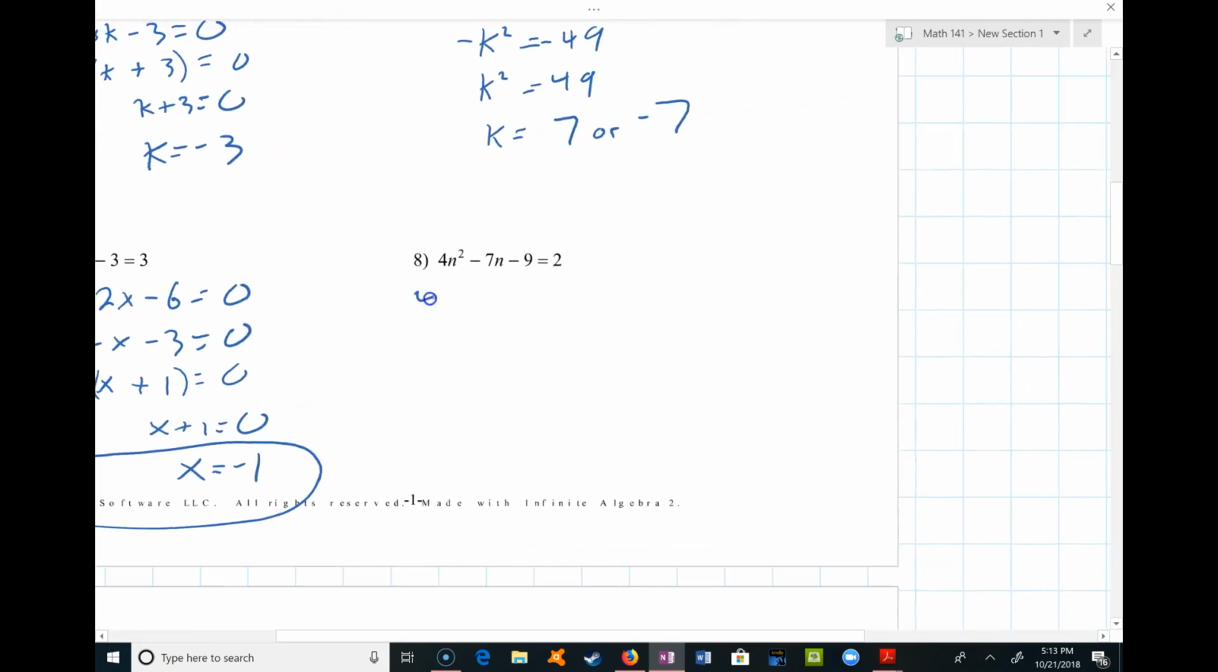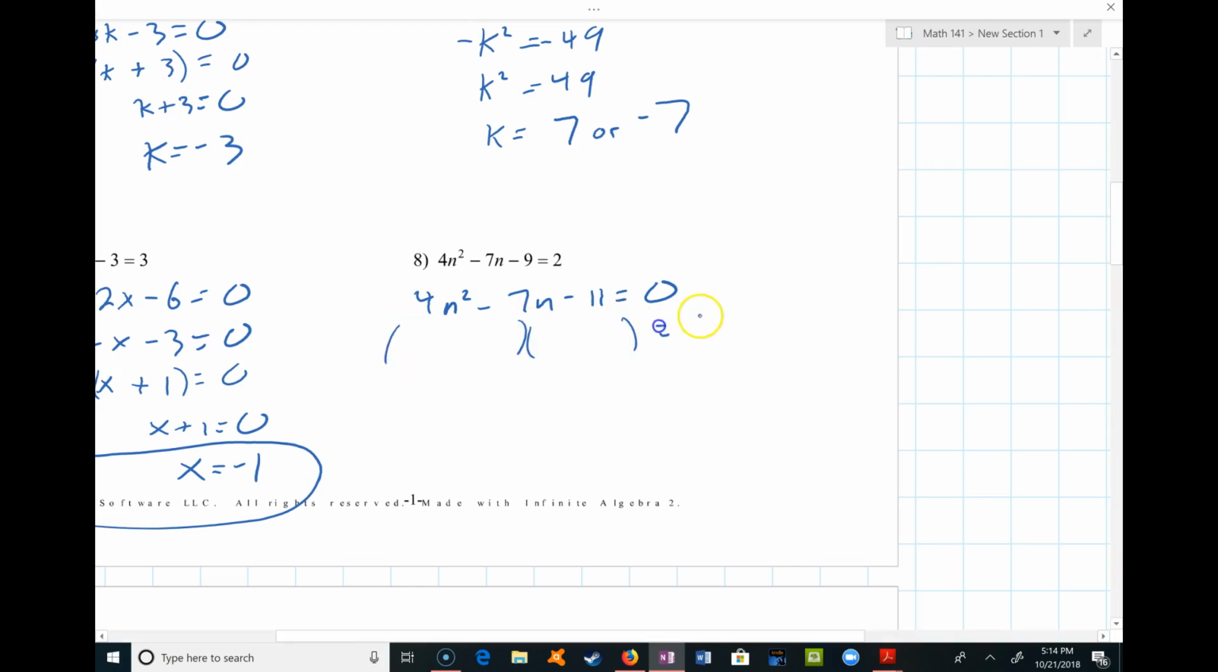Here we go. Subtract 2 from both sides, so I get 4n squared minus 7n minus 11 equals 0. Let's see. Can I factor that? It'll be 11 and 1. Well, I think 11 minus 4 is 7, isn't it? Yep. Okay, here we go.